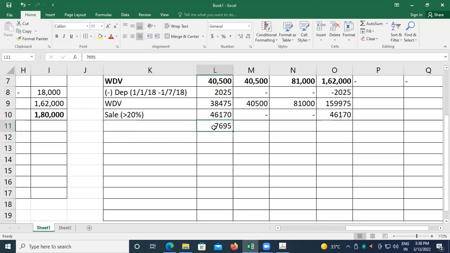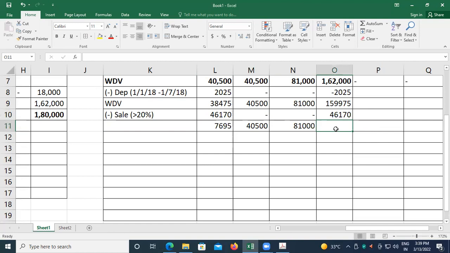So now what is happening? Let us calculate the value here also. 40,500 will be as usual. This will be as usual, 81,000. Now here what will happen? The value of the asset will come down by 46,170. Remember, this is minus. Sale means minus. So let us write down here, sale means minus. We have sold, so the total value of the asset will come down.